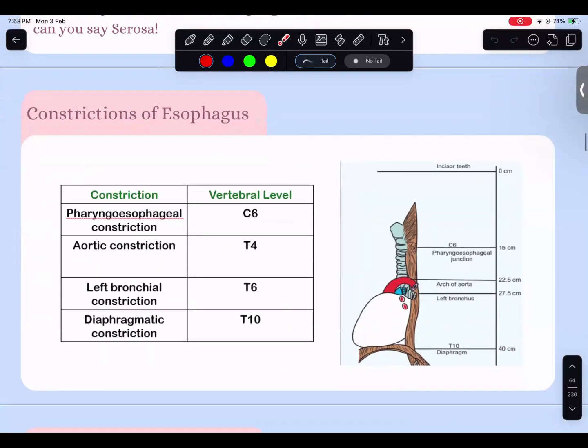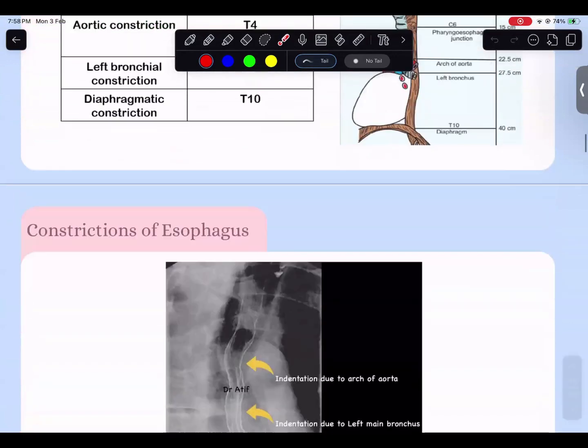Okay, now constrictions of the esophagus. There are four different levels where the esophagus can be constricted. So we have the pharyngoesophageal constriction, which is at the C6 level. Then you have the aortic constriction, which is at T4, left bronchial constriction, which is at T6, and diaphragmatic is at T10. Okay, so just memorization.